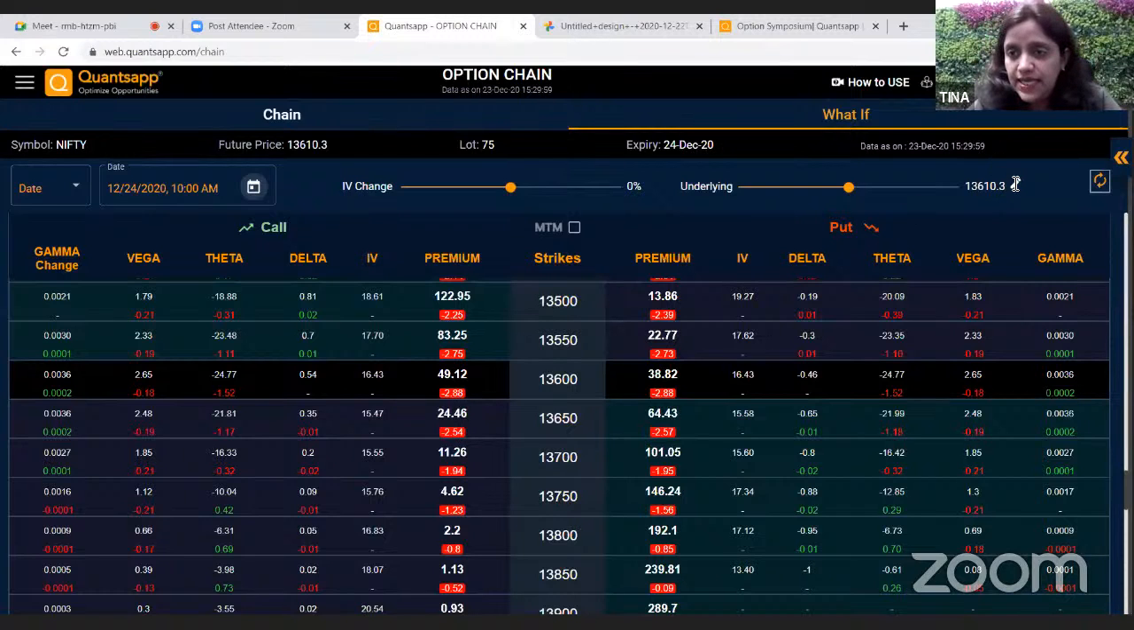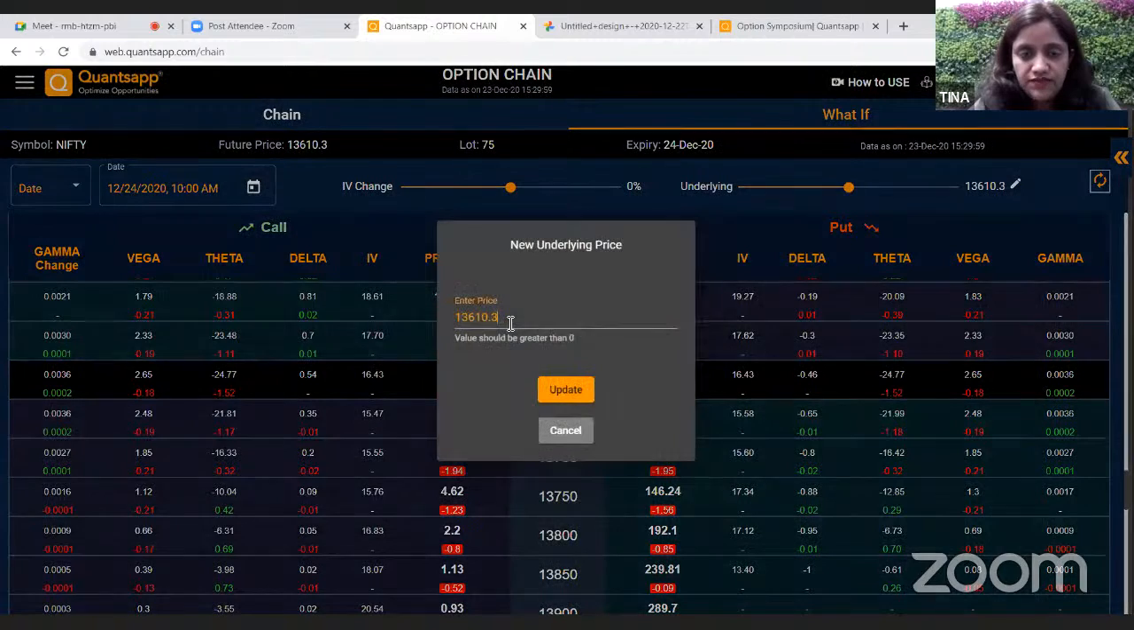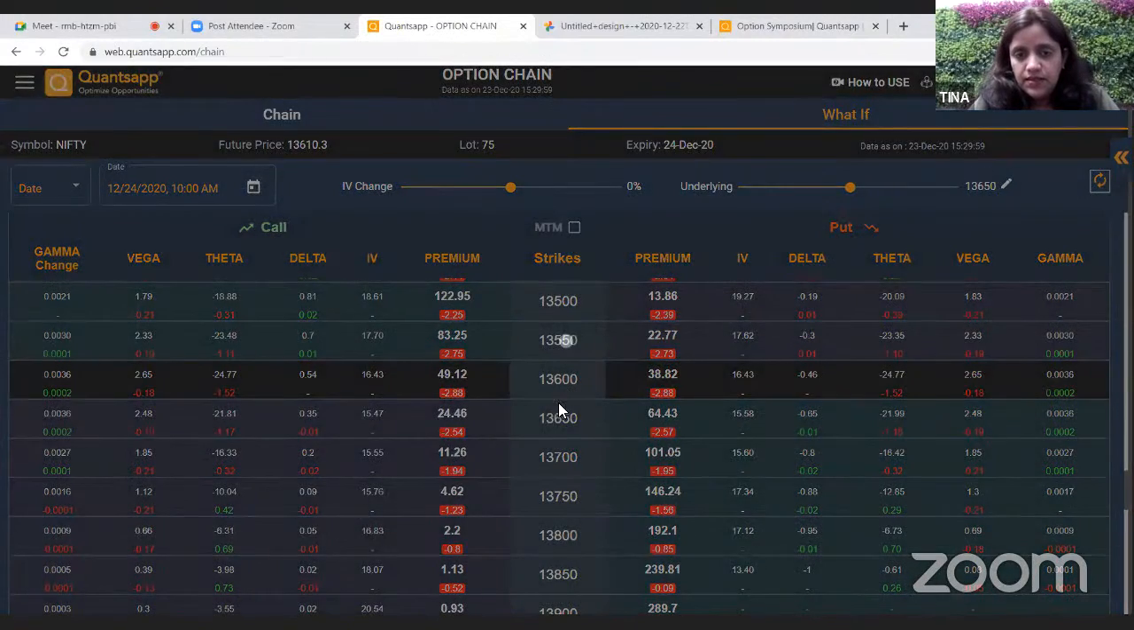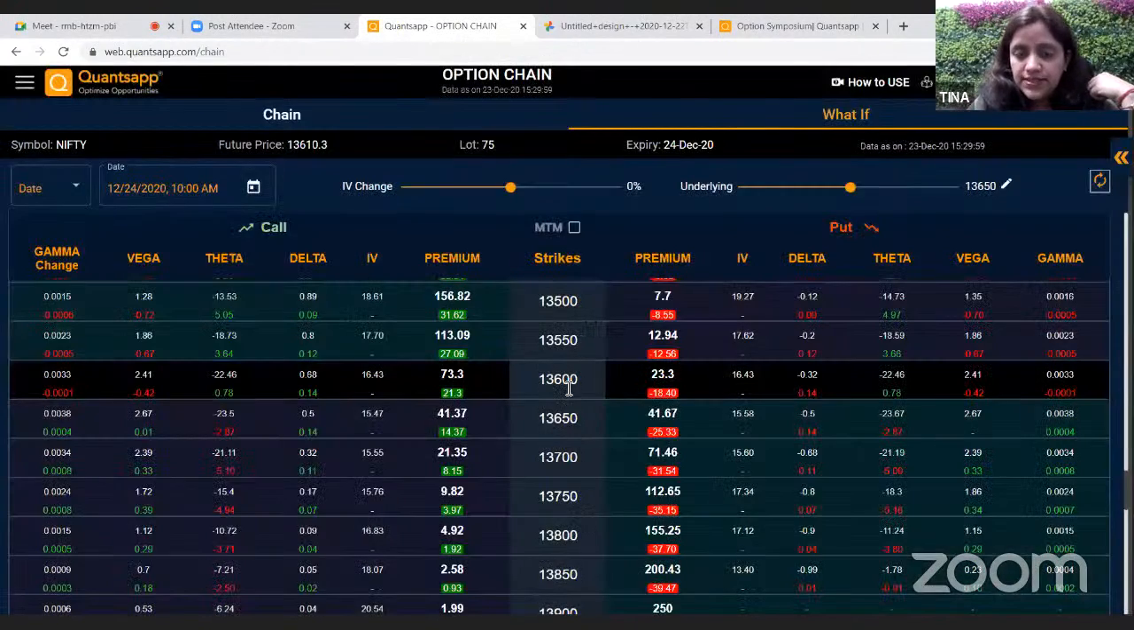Now, if I say Nifty moves to 13,650, so what will happen? Your 600 call will be up by 21 and the 600 put would be down by 18. So net you are making just around 3 rupees despite Nifty moving by 40 points.